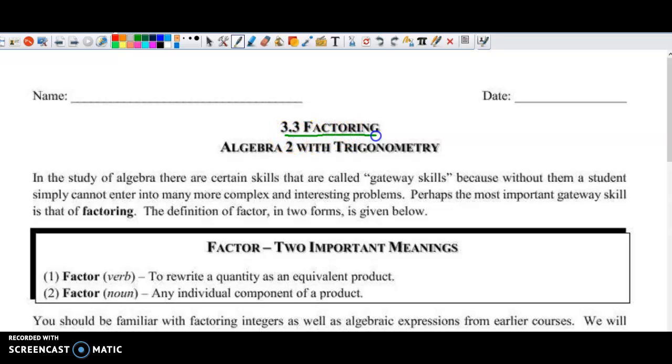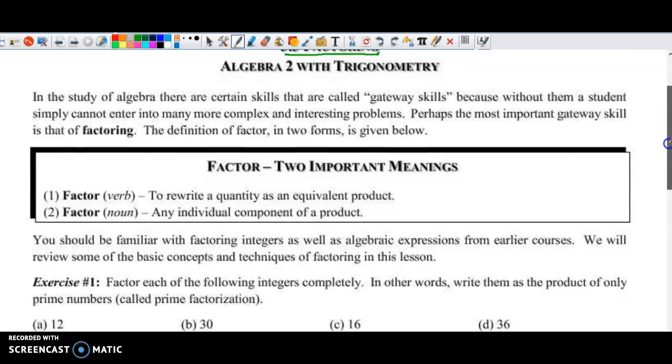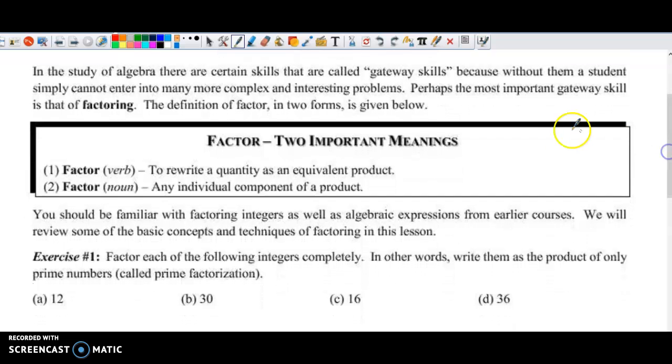We're going to start factoring in this, and I say start because it's something that we're going to be doing for a long time, at least a week, because what we're going to do is a lot of different things with factoring.